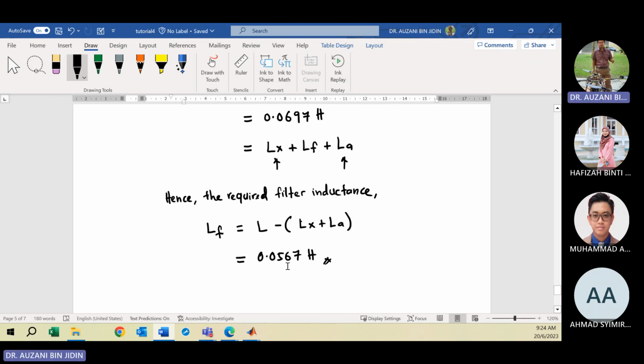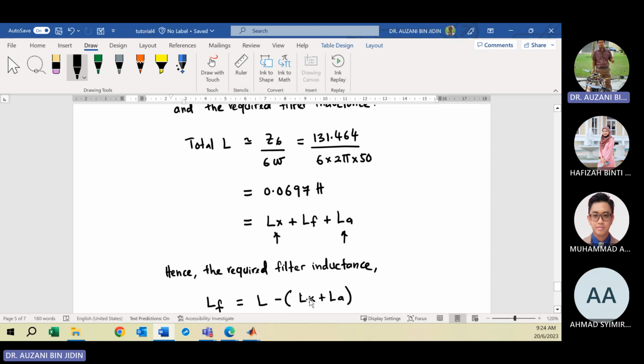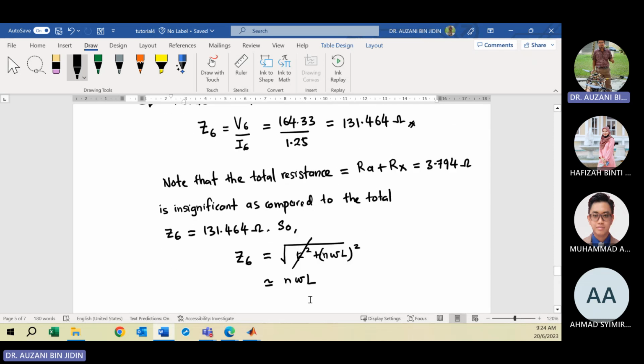Same procedure, right? Like the fuel cell or solar cell. The only difference is for the inductor you have additional terms here, LX, LA, LF. Clear? And also the total resistance, because you have RA and RX, the armature resistance of the DC generator RA and the line resistance.